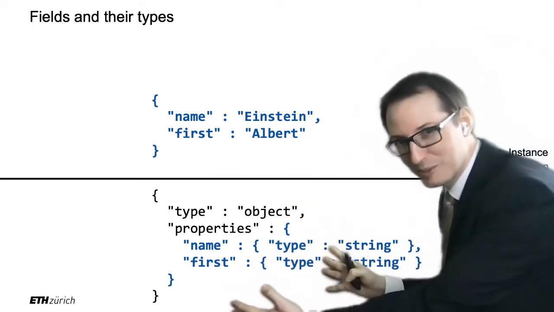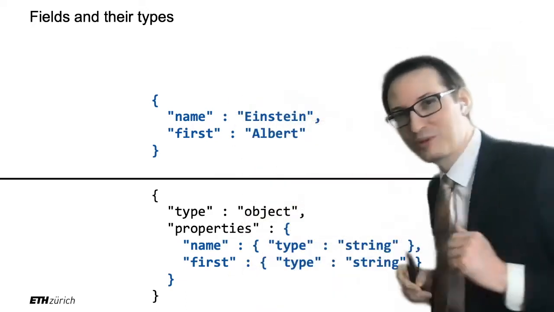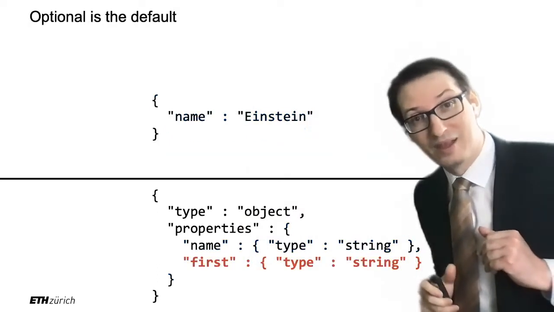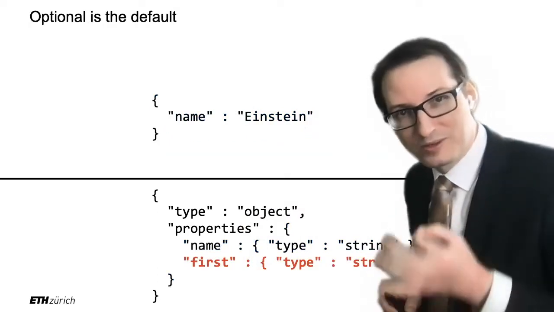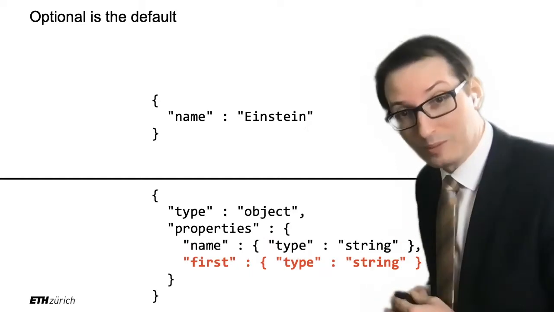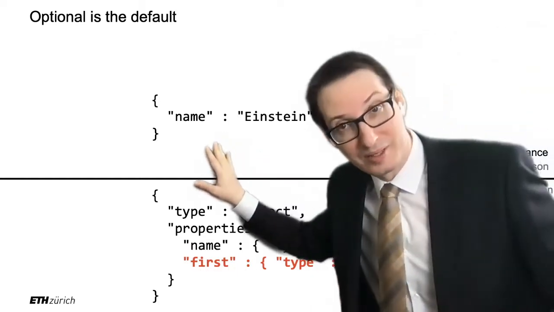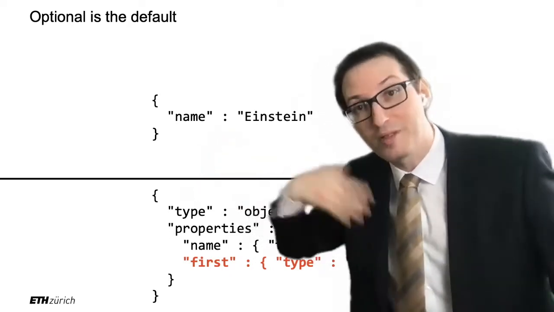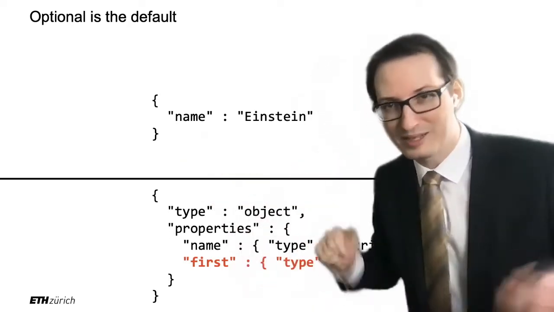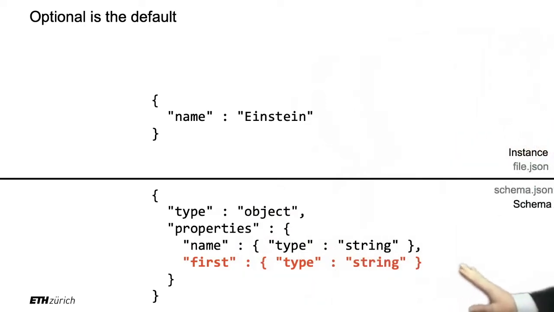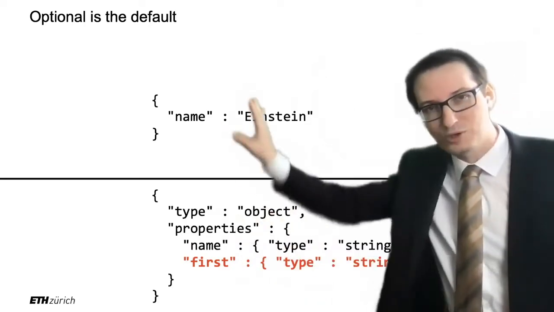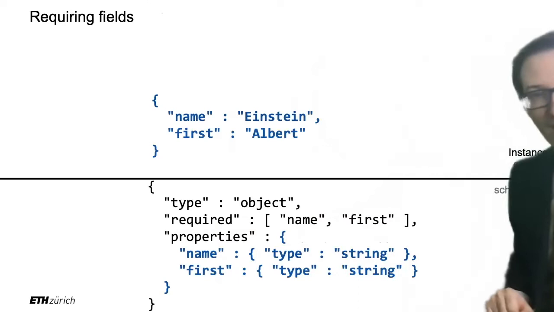It's really just a description of the expectations that we have about the structure of the document. By default, properties are optional, meaning that if I say first is of type string, it's okay if it's missing. It's absolutely okay. If it were there, it would have to be a string, but if it's not there, that's fine. So this is fine.